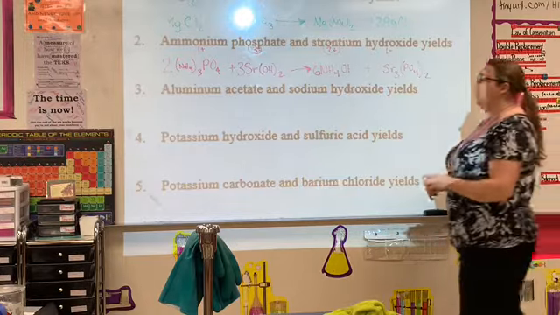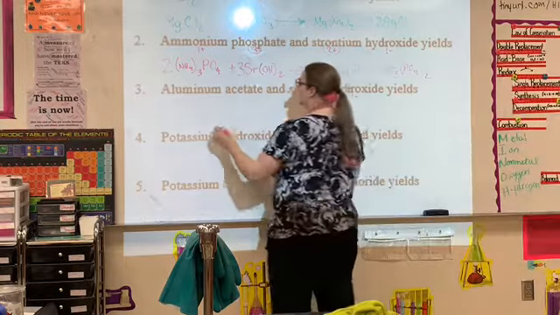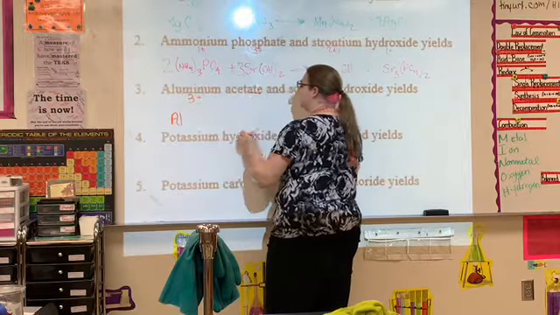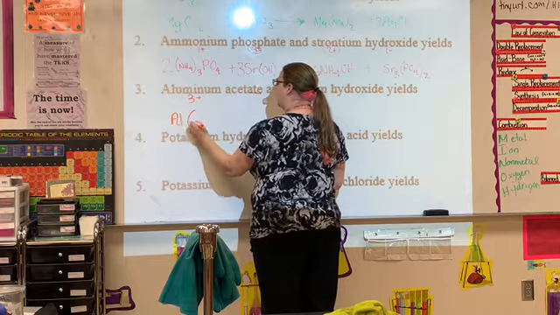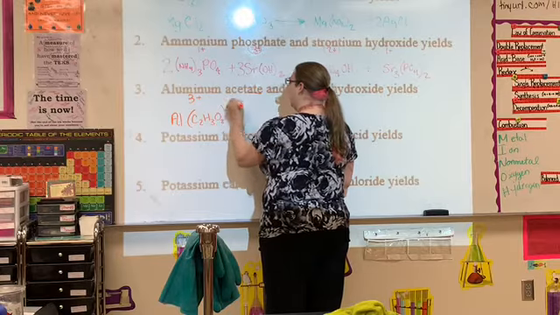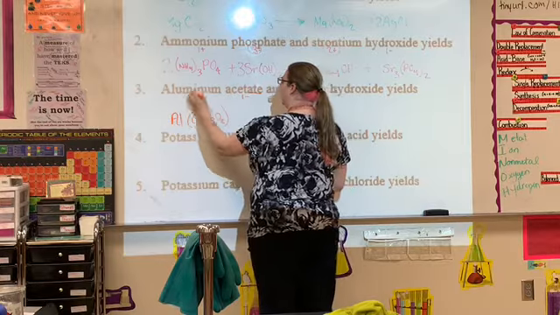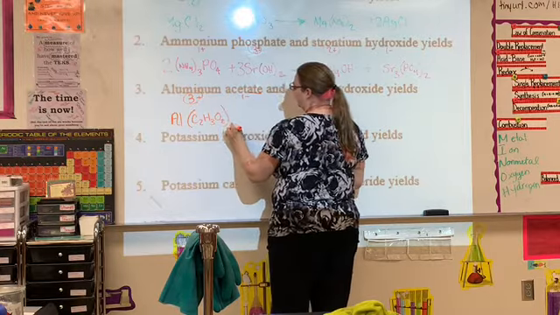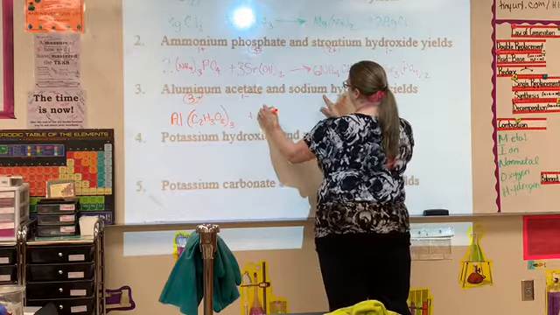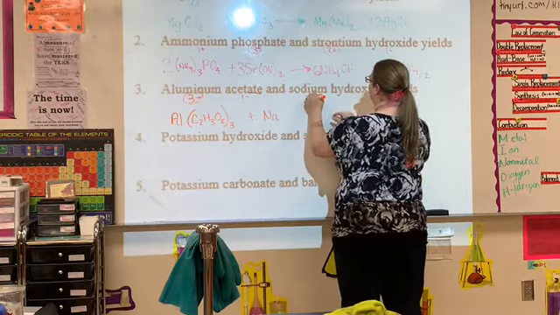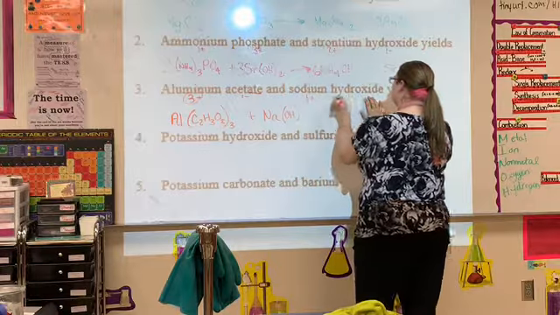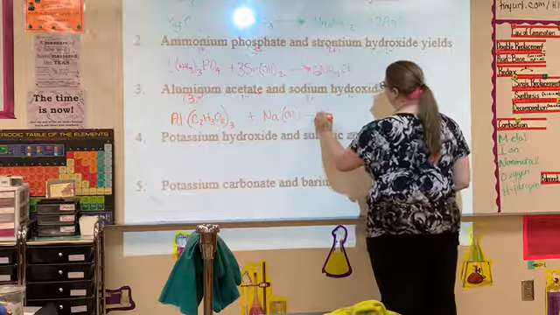Okay. Aluminum acetate. Aluminum is Al, and it has a 3 plus charge. Acetate is the polyatomic ion C2H3O2, and it has a 1 minus charge. If we crisscross that, the 3 from aluminum goes to the acetate. Then we have sodium hydroxide. Sodium is Na with a 1 plus charge. Hydroxide is OH with a 1 minus charge. We don't need to crisscross that because that cancels out.